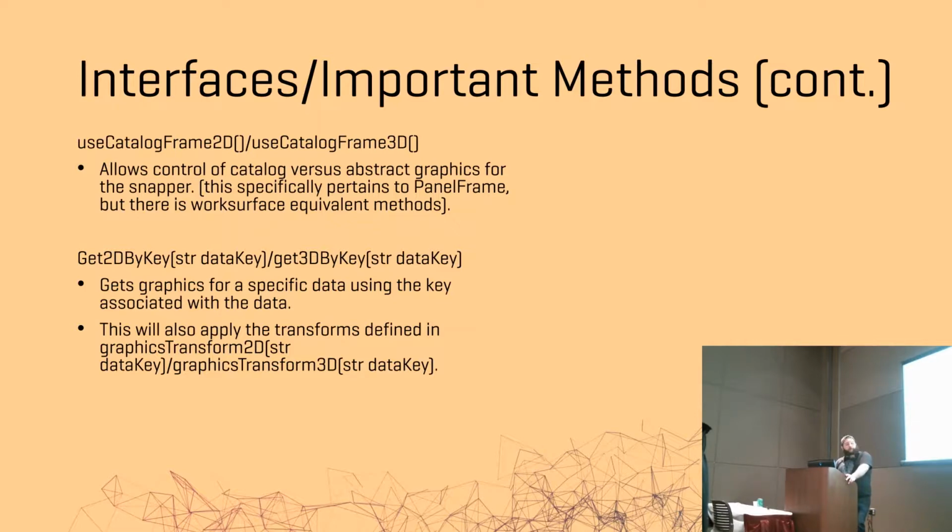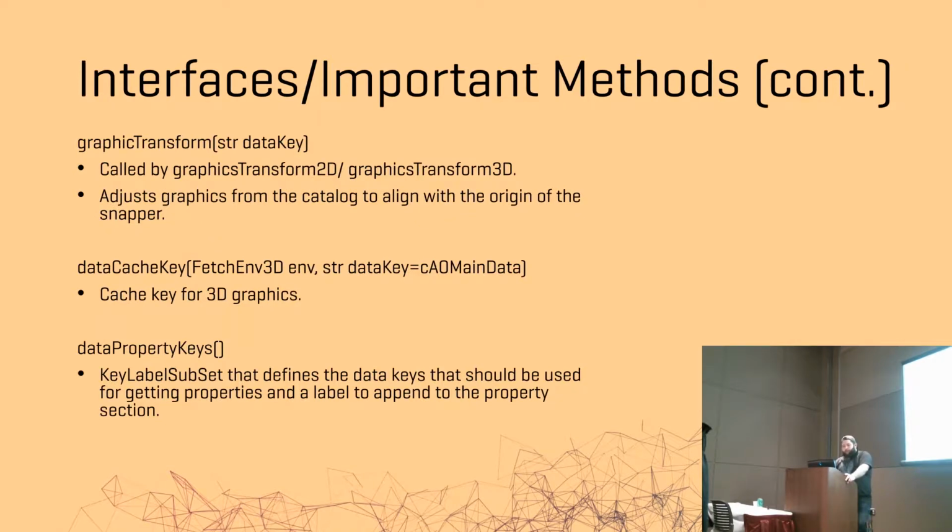This guy will also call graphic transform 2D and graphic transform 3D, which I'll go into a little bit of detail here. So those guys call graphic transform, passing the key as well. So this is where you would adjust your catalog graphics to sync up with the origin of your snapper. And then we have our data cache key. So if you need to add any options to your cache key, you can do so here.